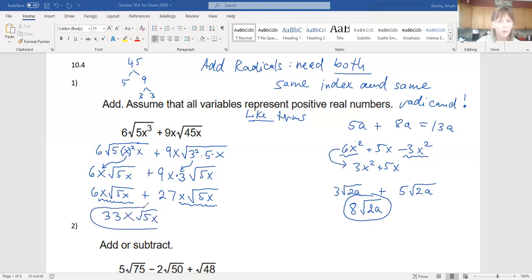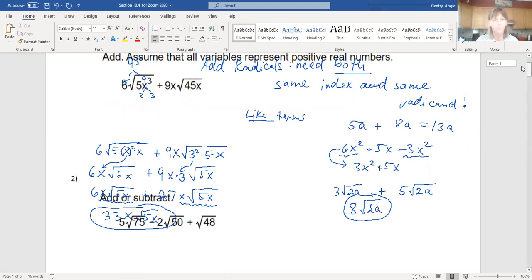So hopefully that helps. Usually students like this section fairly well, as long as you can do 10.1 and 10.2. Why can't I get scrolling? Hang on, sorry. Whoa.